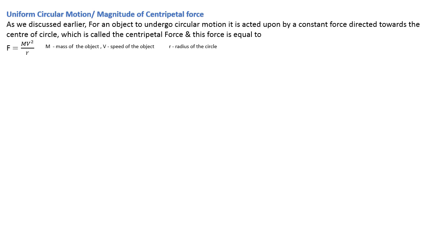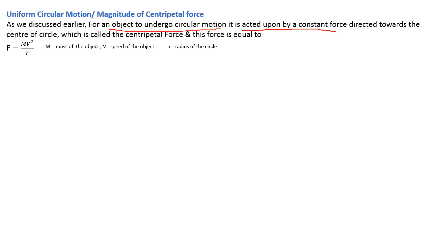Whenever an object undergoes circular motion, as you have studied, it is acted upon by a constant force. Motion takes place due to force, as we studied again in the first video. When a force is applied, only then will the object be set in motion. Correct? We discussed the effects of force. So whenever an object undergoes circular motion, it is acted upon by a constant force, and as we discussed, the force is always directed towards the center.